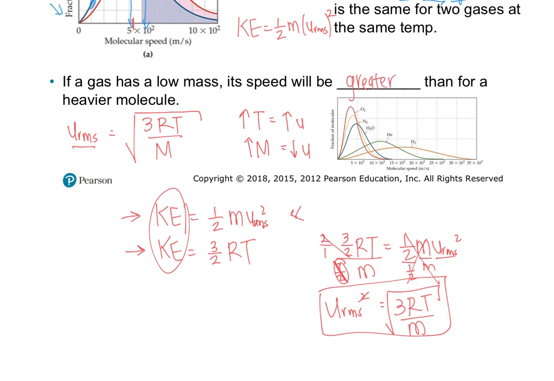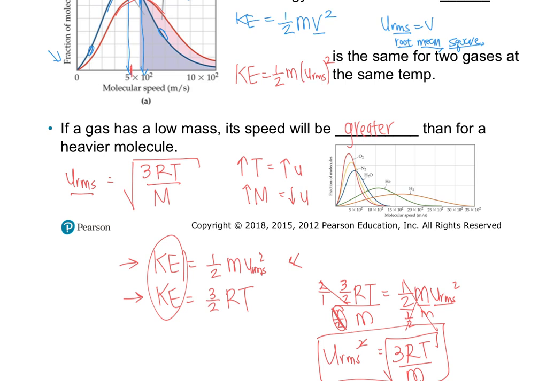Some key things I want you to keep in mind are that we have a couple of unit issues. The R we're going to use is the energy R, because we're dealing with kinetic energy here. The R that we've been using is for when we have atmospheres and liters. We don't have any atmospheres and liters. Kinetic energy is measured in joules. So the R that we're going to use is 8.314 joules per mole Kelvin.